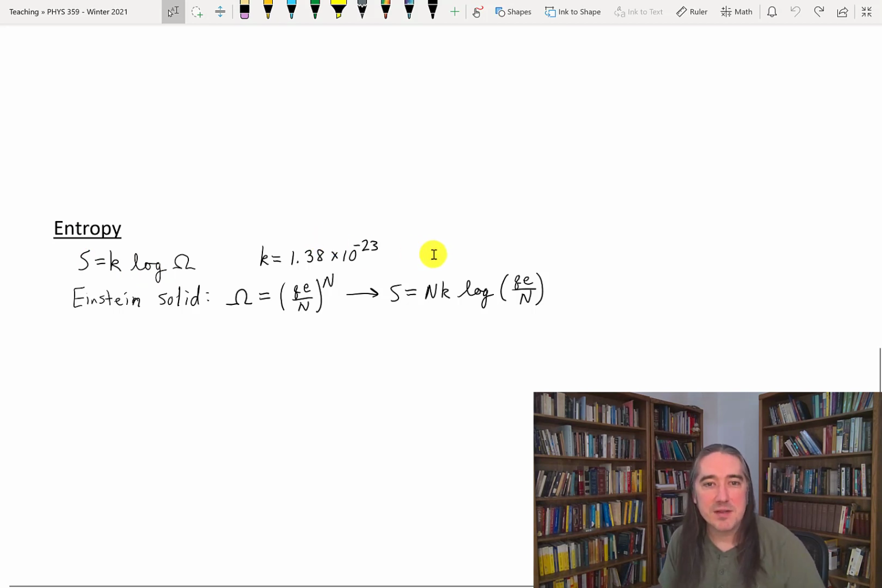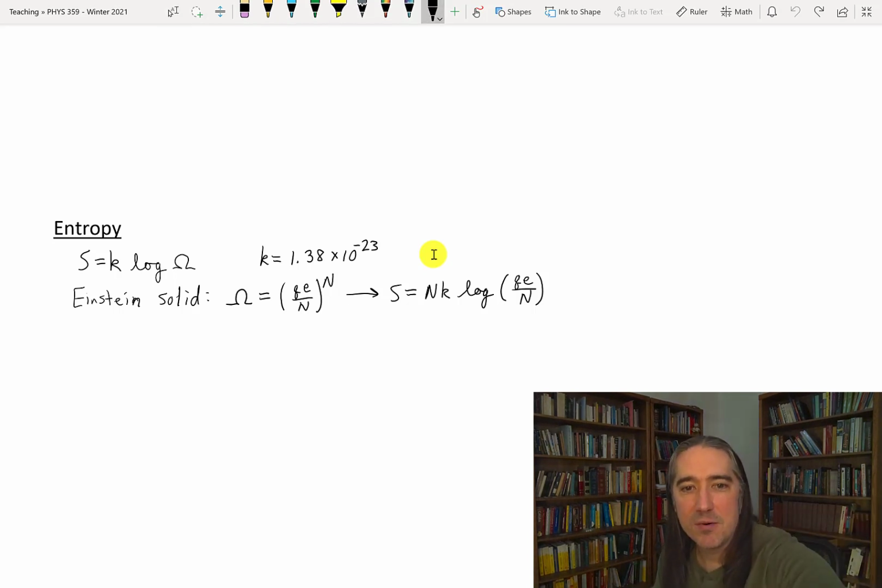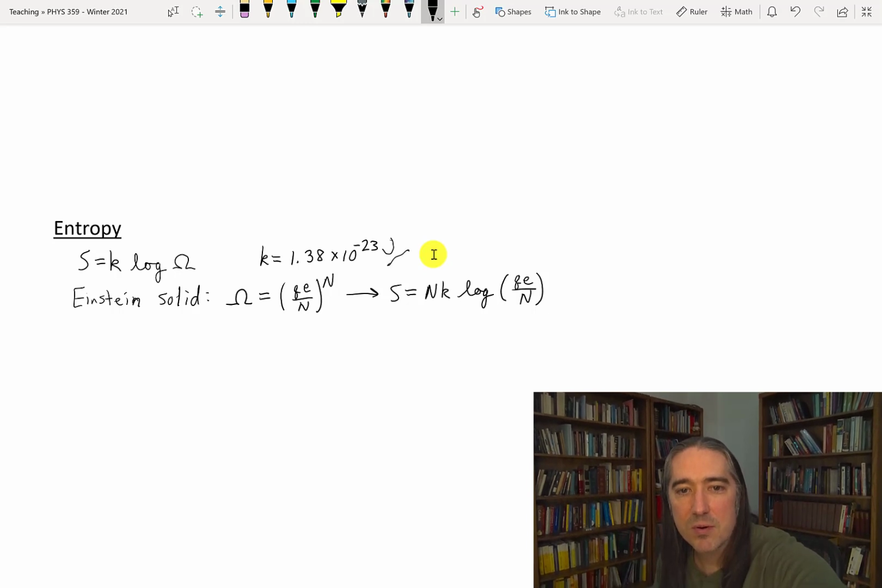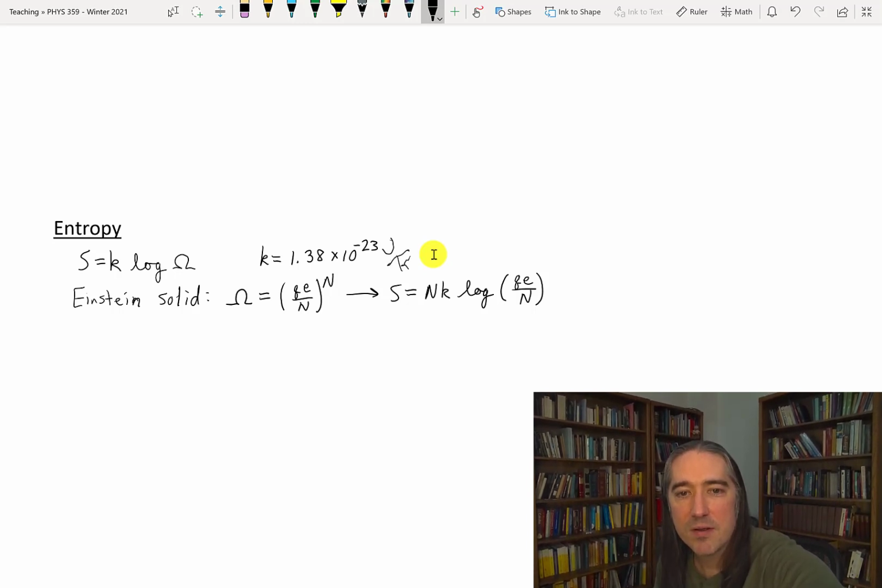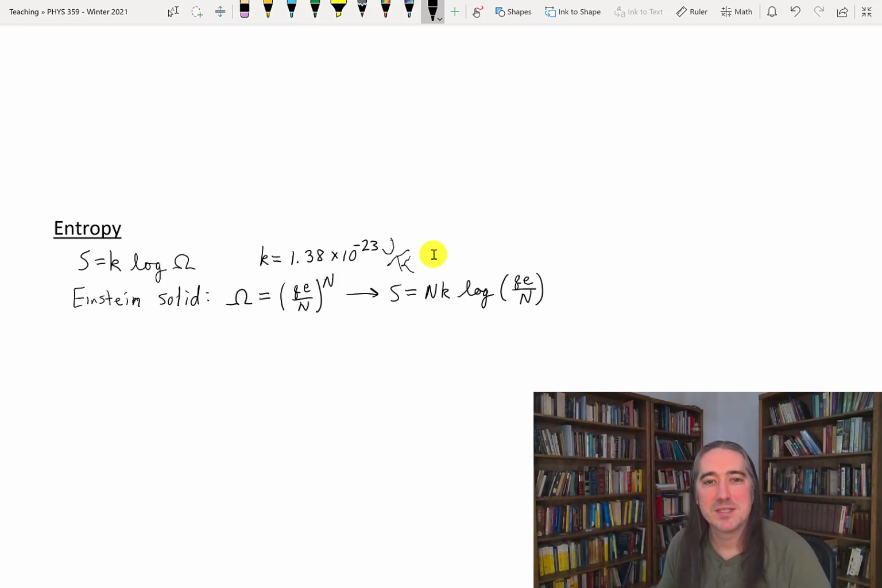And I have conveniently forgotten to put units on this. So let's do that. What are the units of Boltzmann's constant? It is joules per Kelvin. And you can now see that my handwriting on vertical surfaces is terrible compared to on a flat surface. That'll hopefully get better with time. All right, so that's Boltzmann's constant.